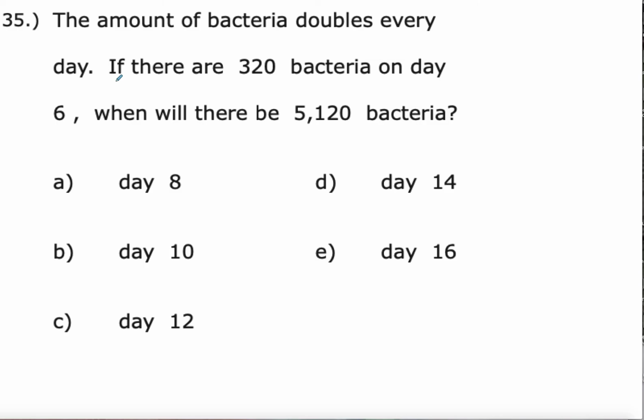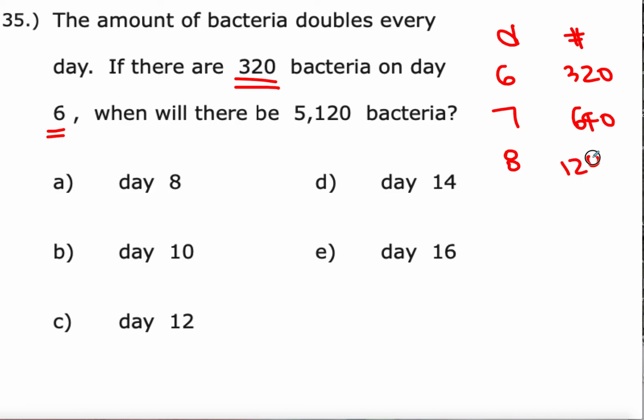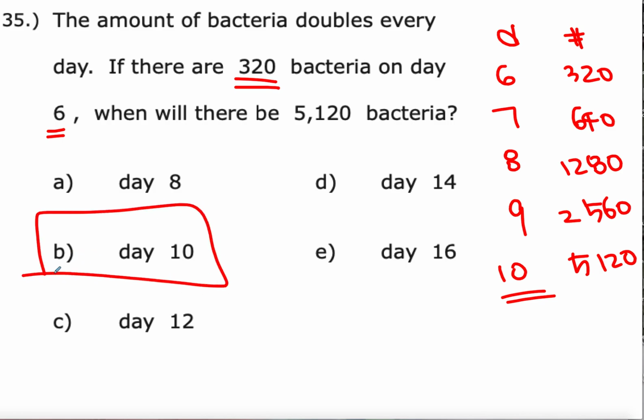All right, let's look at number 35. The amount of bacteria doubles every day. If there are 320 bacteria on day 6, when will there be this many? So let's look at it. This is day, this is number. So day 6 we have 320. And it doubles every day, so day 7 it becomes 640. Day 8 doubles to 1280. Day 9 doubles to 2560. Day 10, 5120. So it would be day 10, which is choice B.